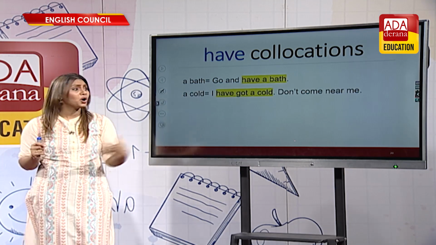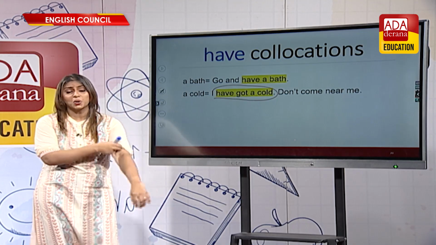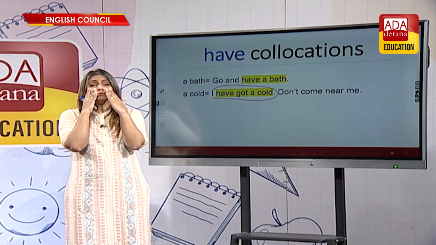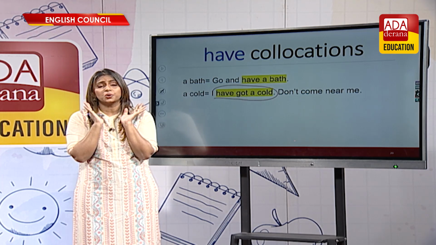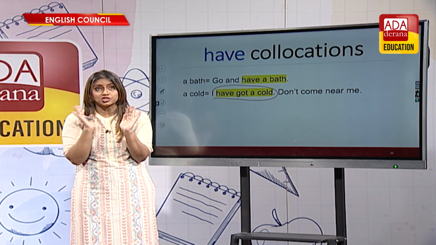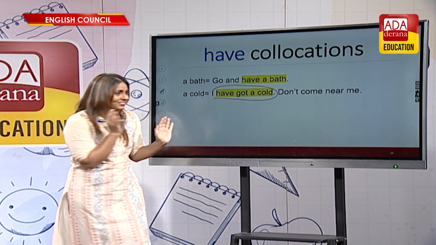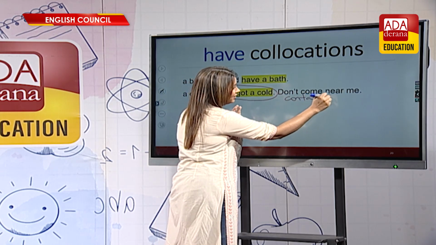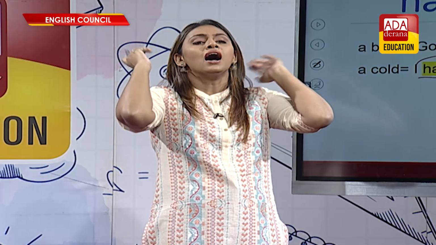I have got a cold. So usually when you say, "I've got a cold," oh, I've got a cold. Don't come near me. I've got a cold. Don't come near me because it is contagious. Have you heard the term contagious? Contagious. Oh, I've got a cold. I'm teasing also.